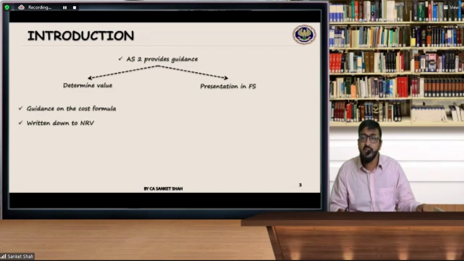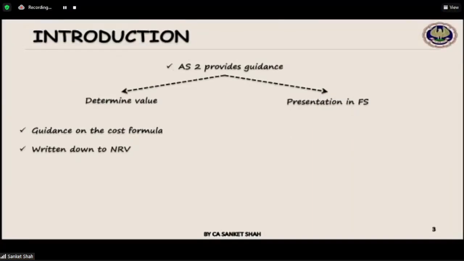Sir, what is net realizable value? That is the valuation cost per NRV, whichever is lower. Sir, what is the calculation? How to calculate net realizable value? That we are going to understand over here. Next one. So I hope you got the concept of S2 provides guidance. So take a screenshot. Quickly take screenshots. Yes, take a screenshot of S2 provides a guidance determining the value.